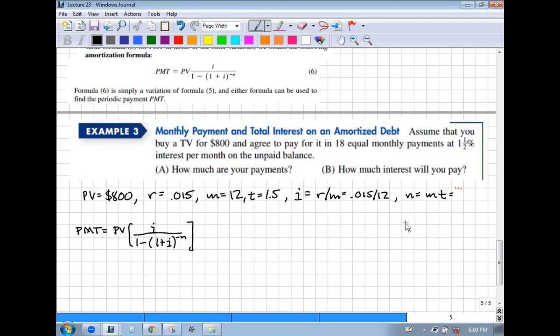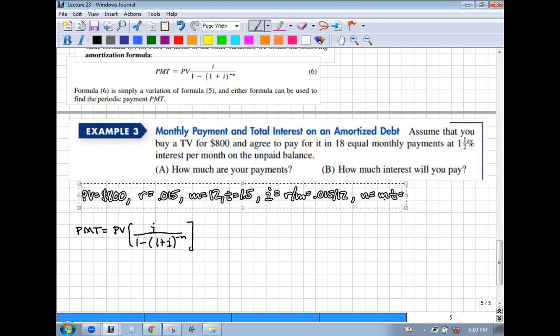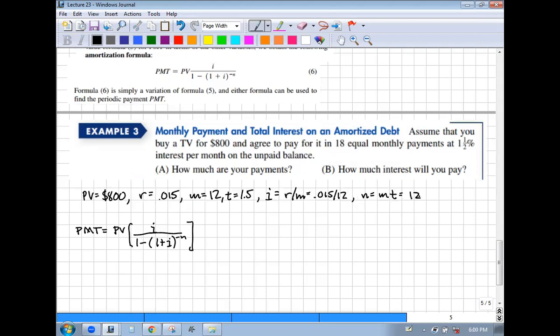So M is 12 and T is 1.5, so N is 18. They told us 18 monthly payments. N is the total number of payments. All we have to do now is plug in the numbers. We have 800 bucks times I, which is 0.015 divided by 12, over 1 minus (1 plus 0.015 divided by 12) to the negative 18 power.